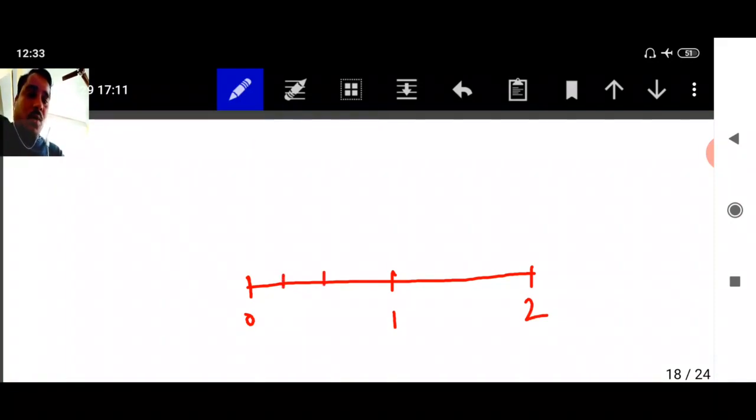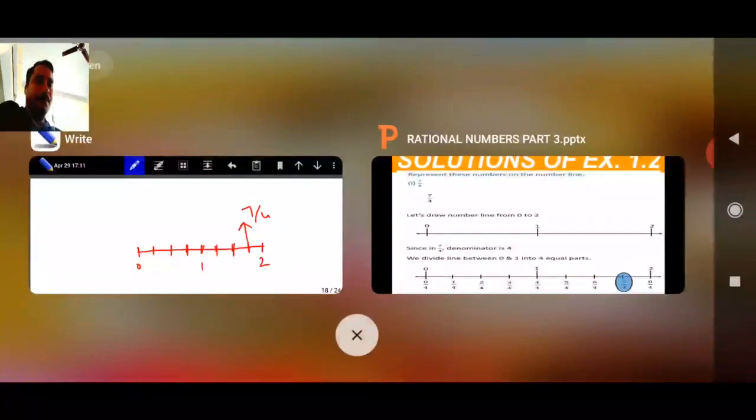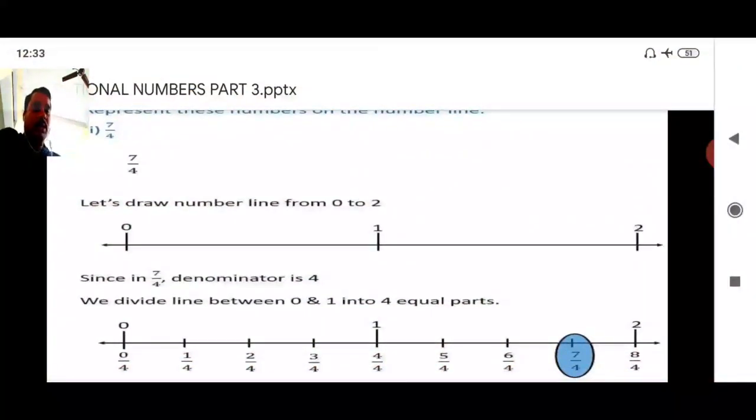1, 2, 3, 4 equal parts. And this is 1, 2, 3, 4, 5, 6, 7. This is 7 by 4. You can mark the equal parts with the help of a ruler. So here is 7 by 4.